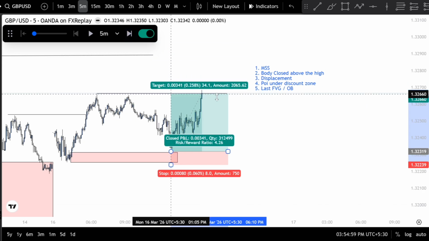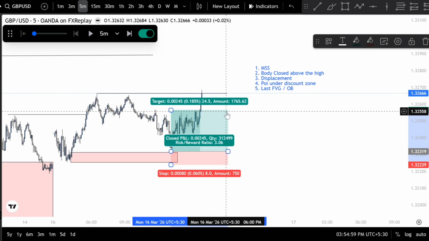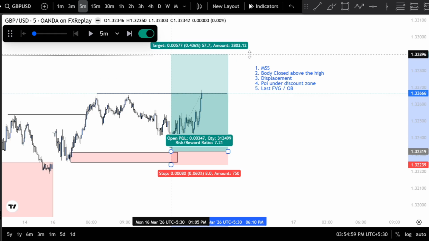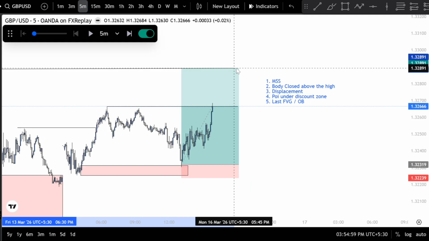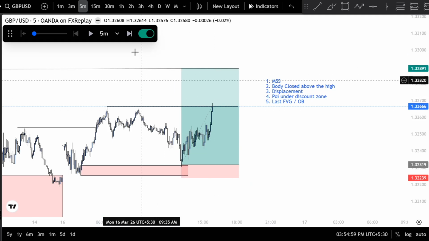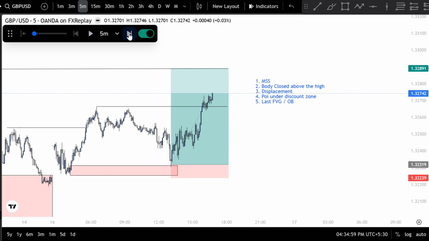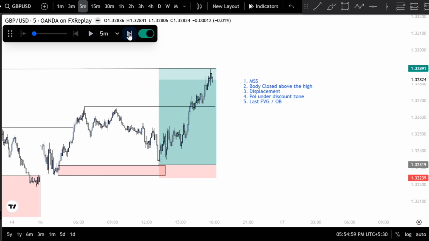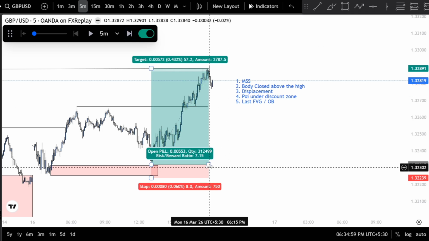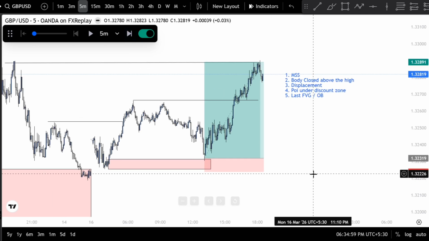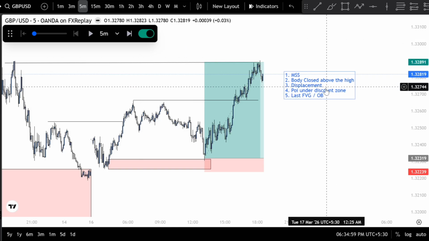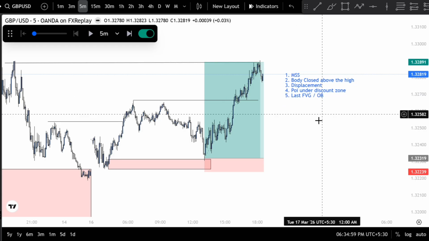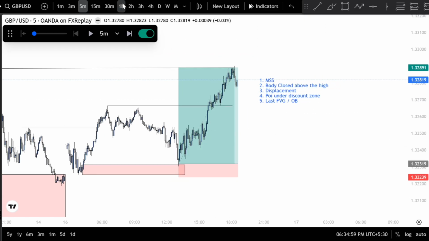Usually I at least target 1 to 3, and then I book 80% of the profits, and then leave the remaining 20% for the final target. So you can follow the same risk management strategy, or you can just leave it up to the final target if you are confident enough. So let's see if price goes there. Bam, TP hit. As simple as that. All you have to do is wait for market structure shift, body close above the high, displacement, POI under discount zone, last FVG, and order block. Simple.